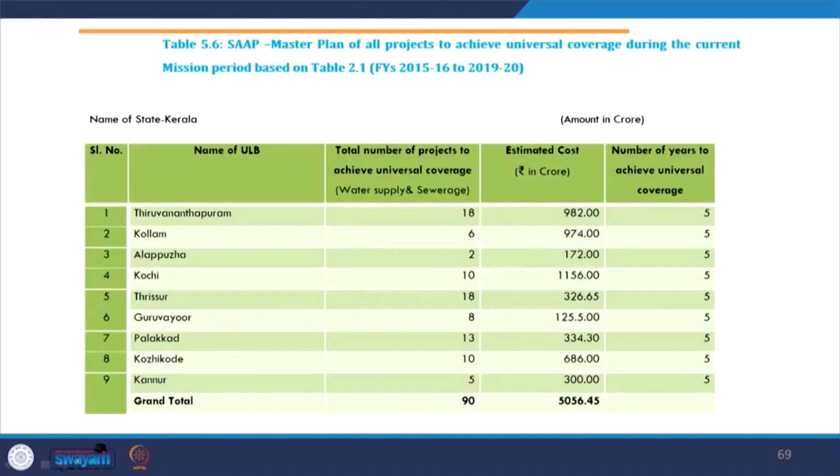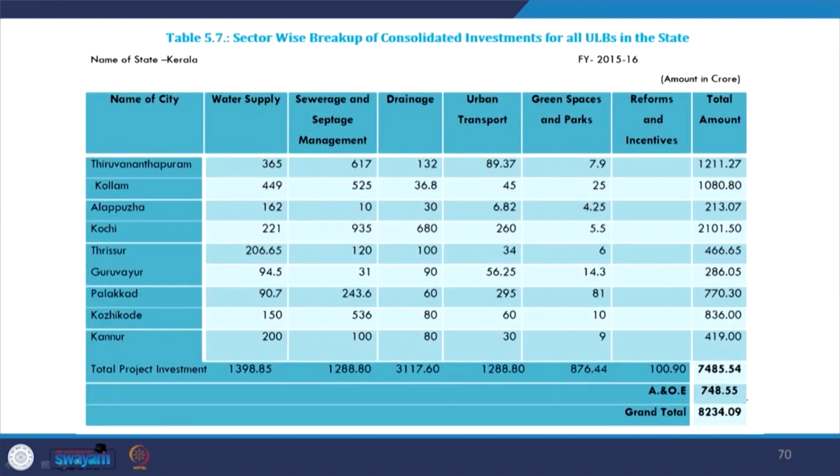So we see how they are planning for all these projects, and how city-wise all these water supply and sewerage projects are laid out. Thiruvananthapuram gets 18 projects, Kollam gets 6 projects and 2 projects and so on, and then the total cost is worked out. Here again we see how much would be invested in each area in each city: for water supply, sewerage and drainage, urban transport and green spaces and parks.